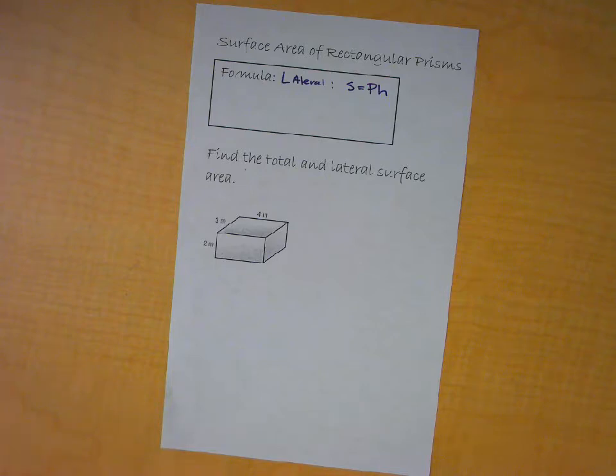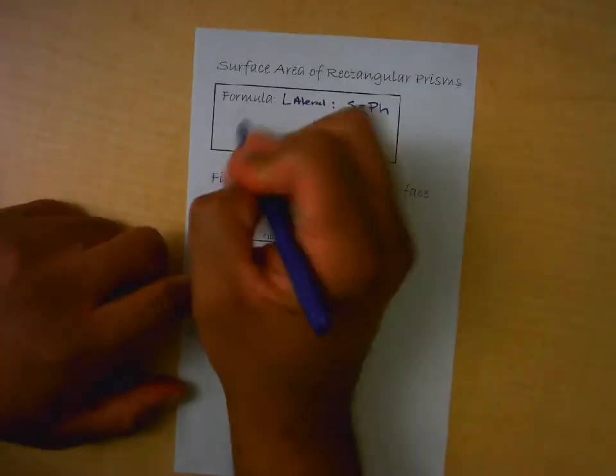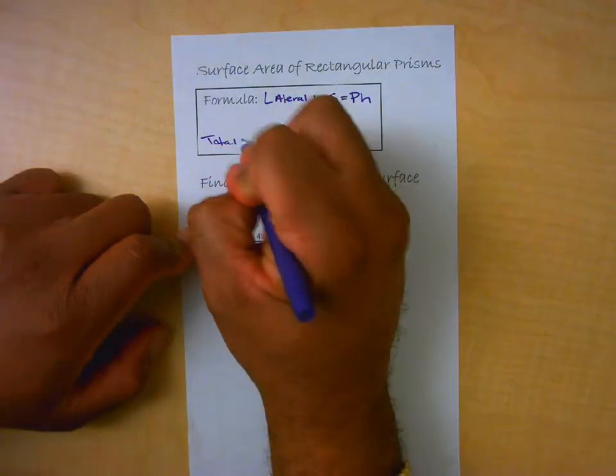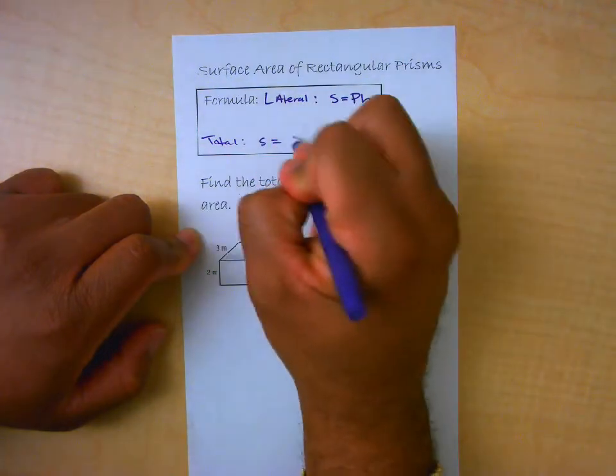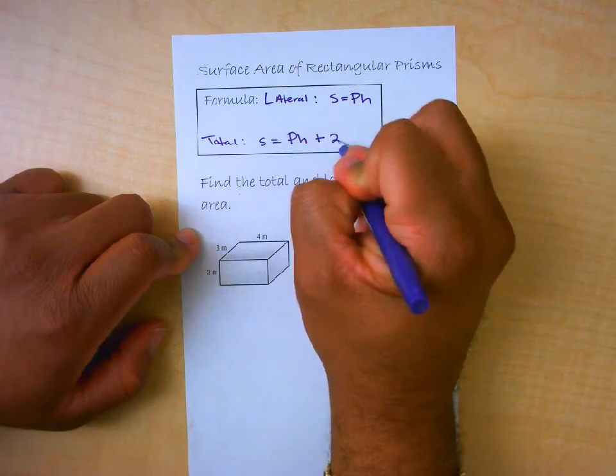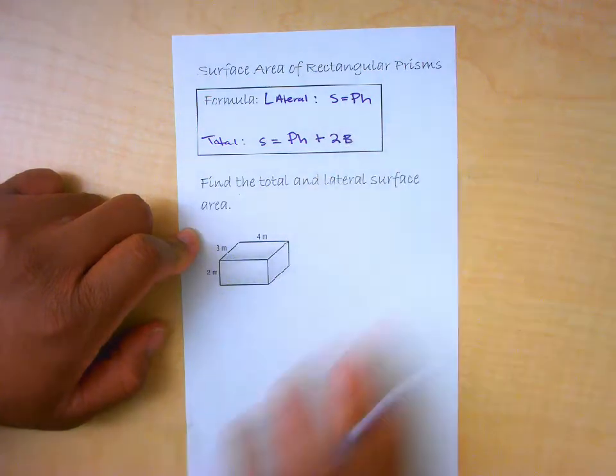Okay. So capital B, whenever we see that, that's area of the base. But the capital P is perimeter of the base. Does that make sense? Okay. So for the total, the reason why this is important is because the total is S equals perimeter of the base times the height plus 2 times area of the base.